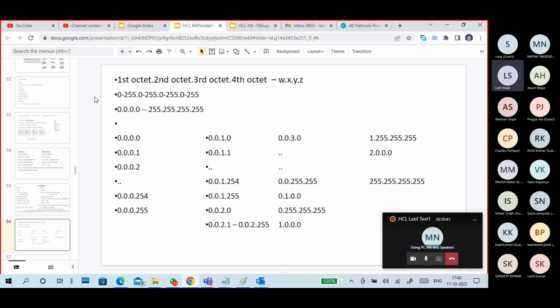Some people, to make it easier, use WXYZ. Why WXYZ? It's easy to remember: this is the W part, this is the X part, this is the Y part, and so on. You can use any notation, guys. The most important thing is understanding. Whichever way you understand is always the best. Whichever way you can simplify and do faster calculation, that is always the best method.